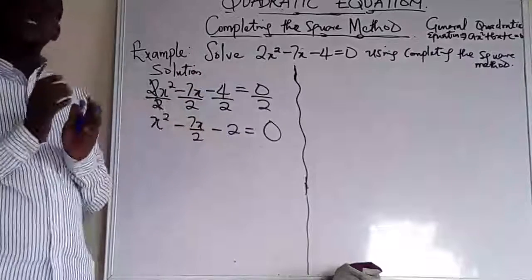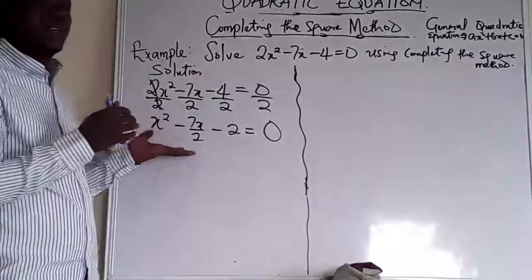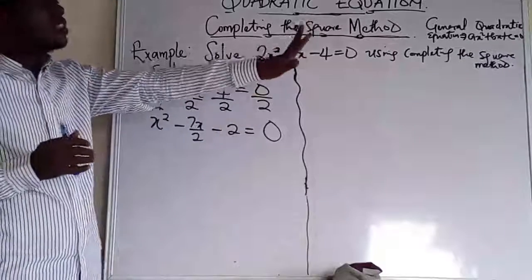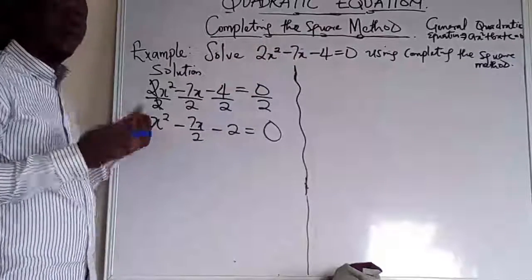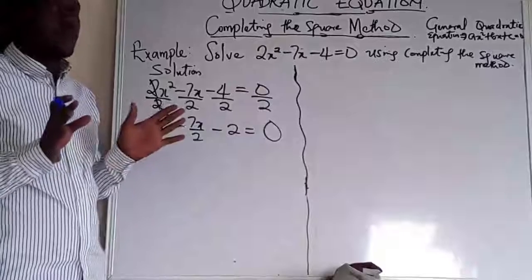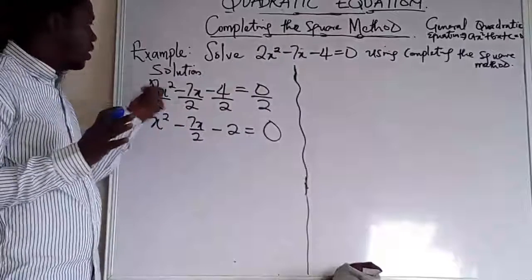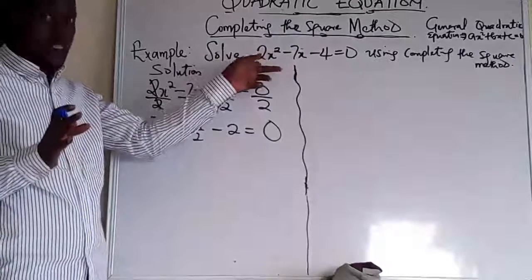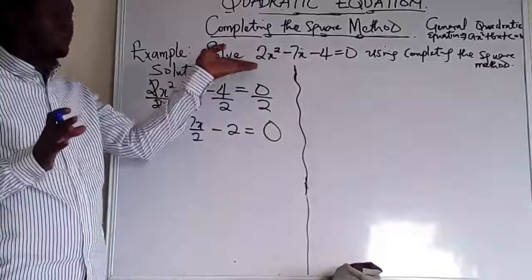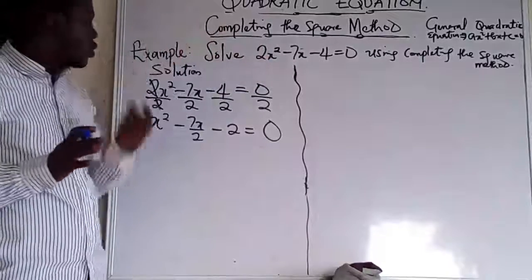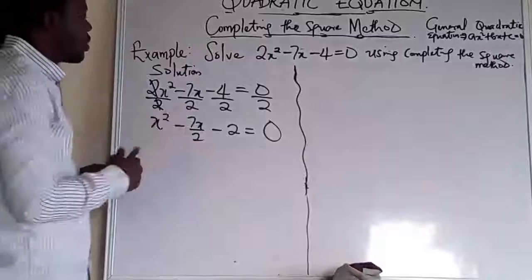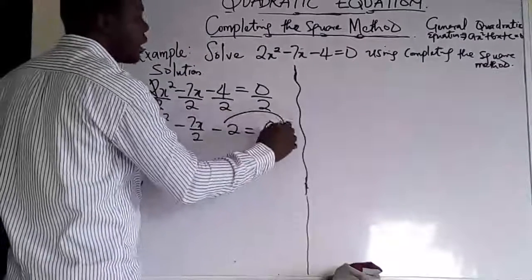Because what I want to do is reform it to the general quadratic equation, whereby my coefficient of x squared must be 1. So if your coefficient of x squared is a number greater than 1, you have to divide through by that number first. Now that we have gotten this, let us move this one. That is what we do.